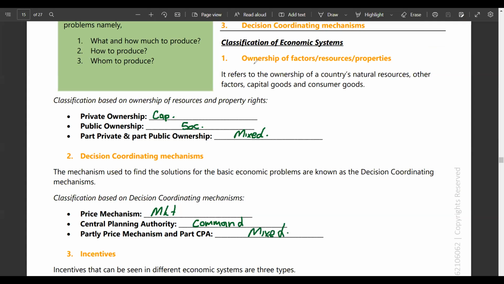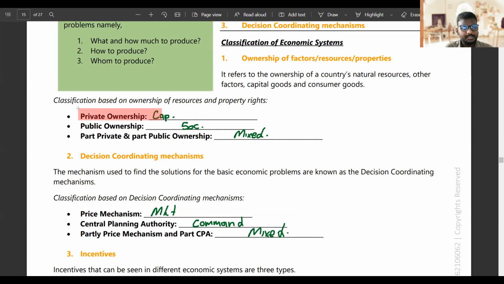So now this question talks about how capitalist economic system is not always market economic system. Right? The idea comes from simply here. Capitalist economic system is a classification under ownership of resources, where resources are owned privately. Whereas market economic system is a classification under decision coordinating mechanism, where the decision coordinating mechanism is price mechanism. That's how they are not always the same.